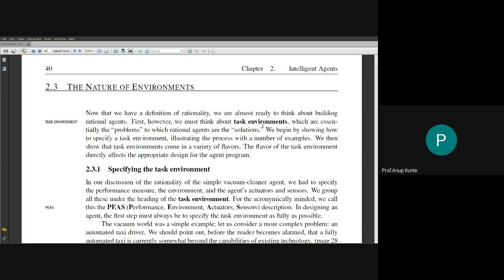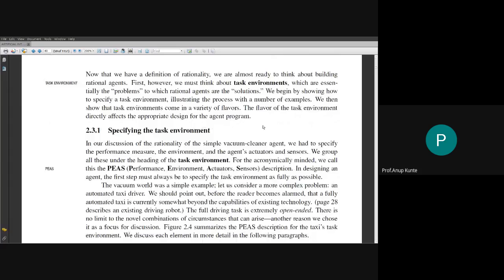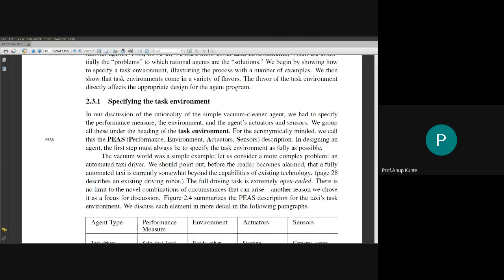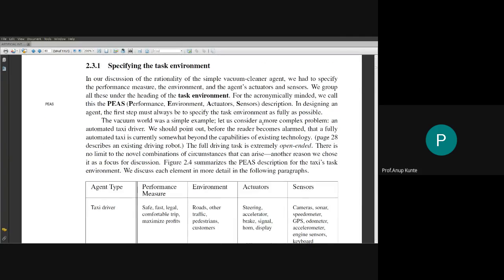To specify the task environment, we evolved a technique called PEAS descriptors, or PEAS description of the task environment. PEAS stands for performance measure, environment, actuators, and sensors. Once we are able to analyze all these four components, it will be easier for us to represent the given problem as a rational agent. That's the purpose of understanding the PEAS descriptor.